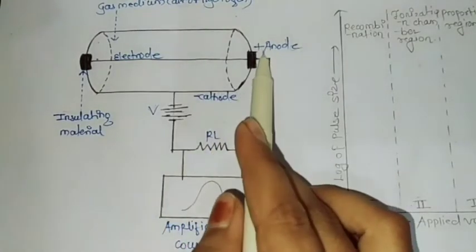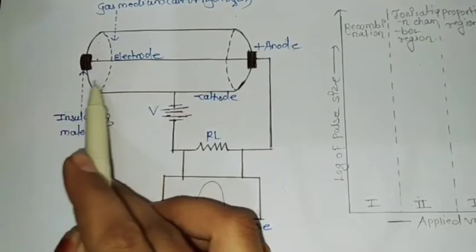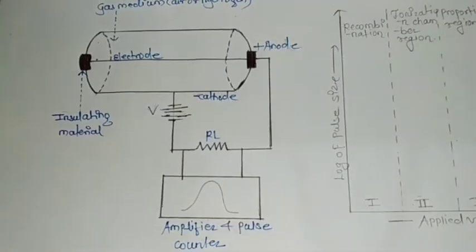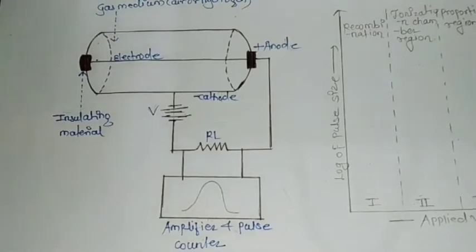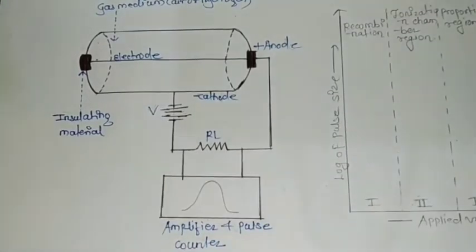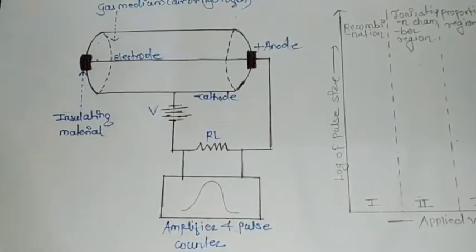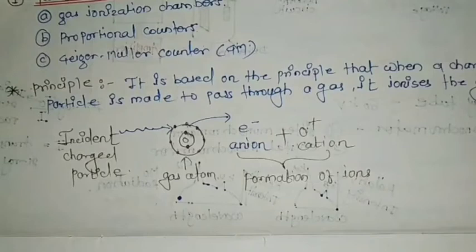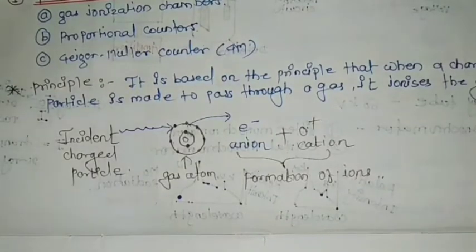To prevent the positive metallic electrode from touching the negative metallic surface, there is some kind of insulating material. Across the load resistor you have some electronics connected, like an amplifier or pulse counter, that can detect the potential drop across RL and measure the amount of current passing through RL. So what is the principle of this kind of detector?